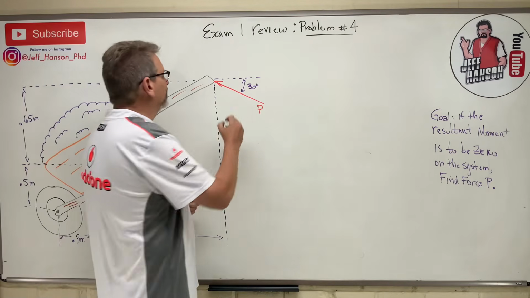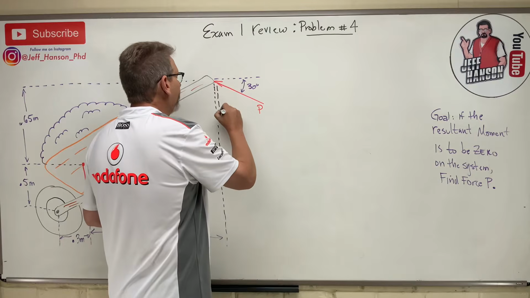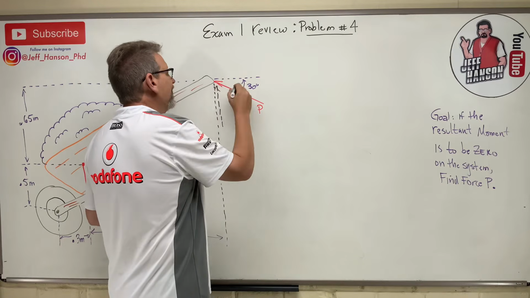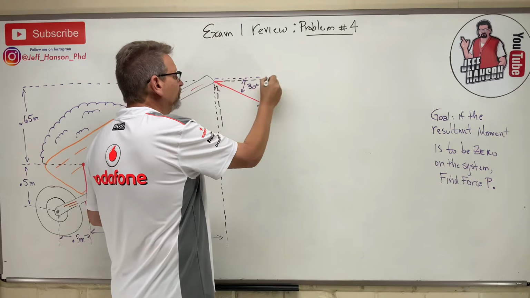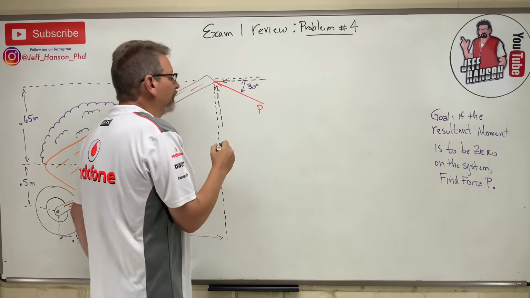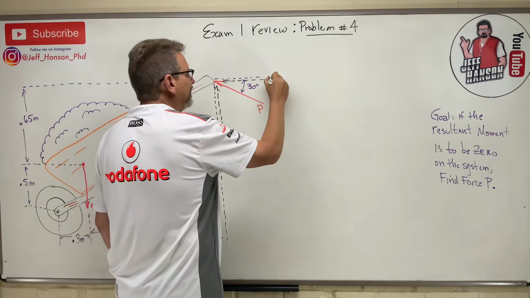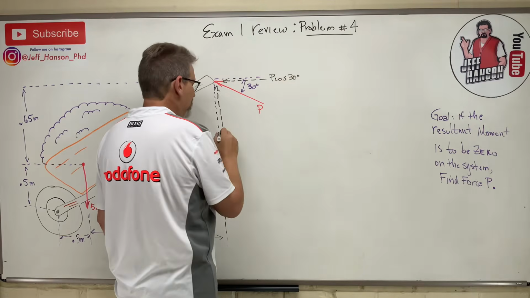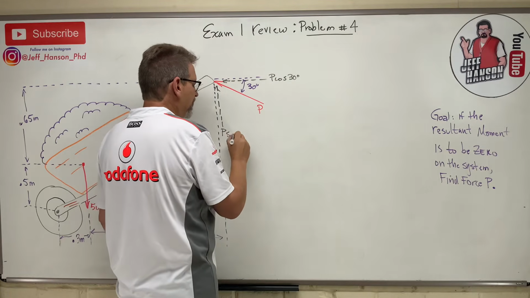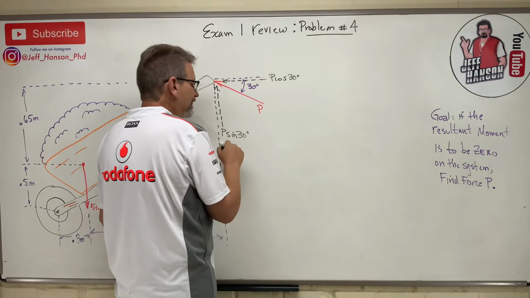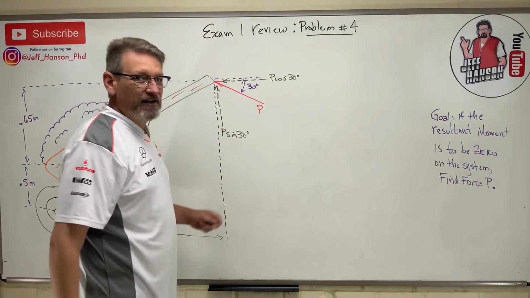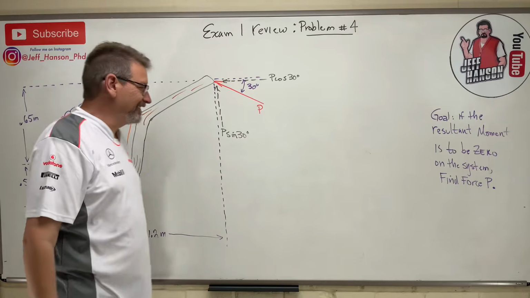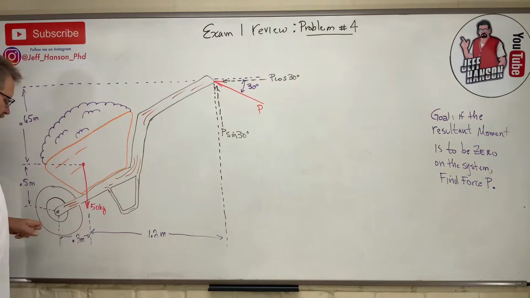Okay, so here's what we have. Force P has 2 components, right? I see a force at an angle, so I've got to resolve it. This guy is P cos 30, and this guy is P sine 30, okay? He's from the 60s. He's a peace sign man.